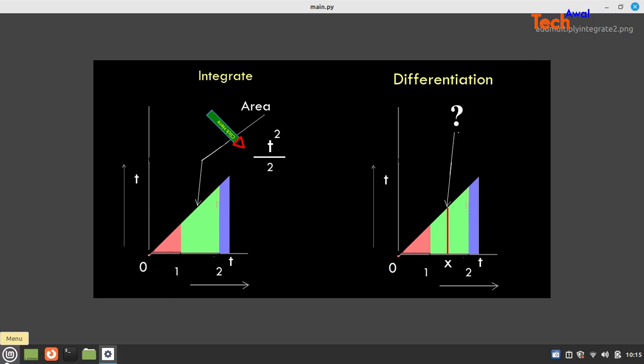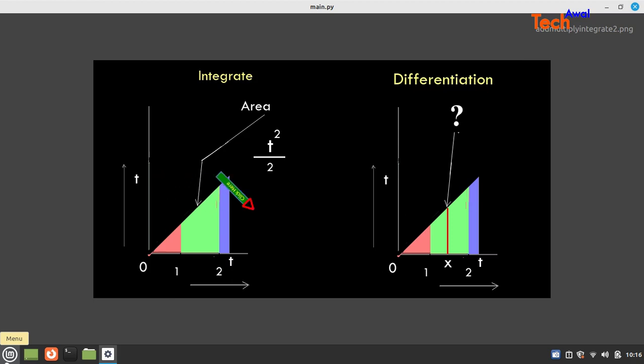So if we know the area, that is t square by 2, what is the equation of this line, the slant line we are seeing? What is the equation of the total collection? Kind of, what is the speed, what we discussed. So if we know the area, that is t square by 2, then what is the equation of this line? How much is the collection at any point t?